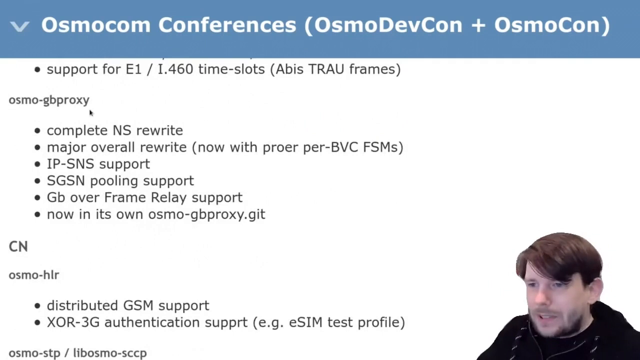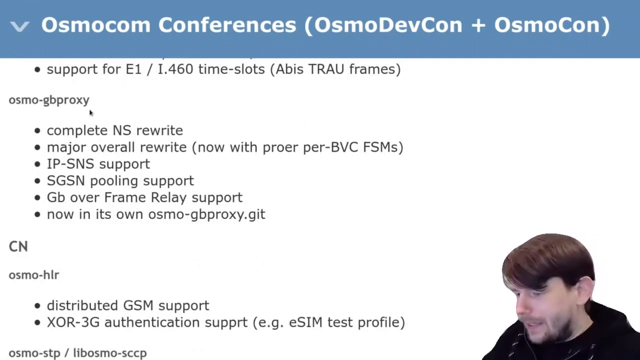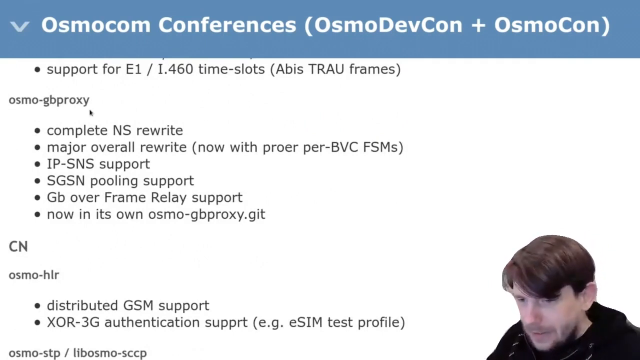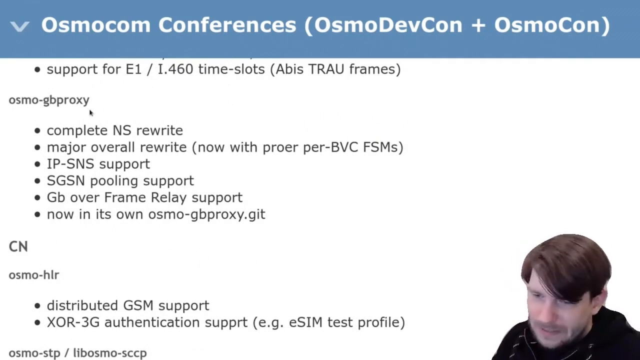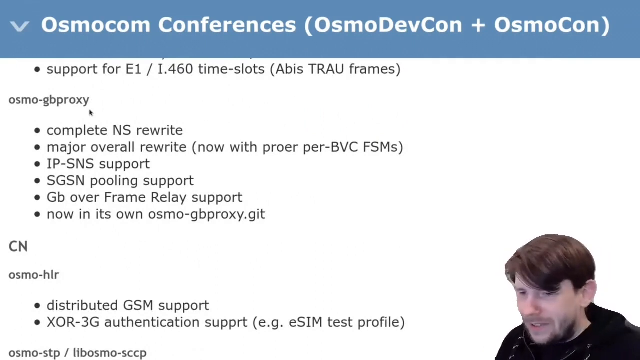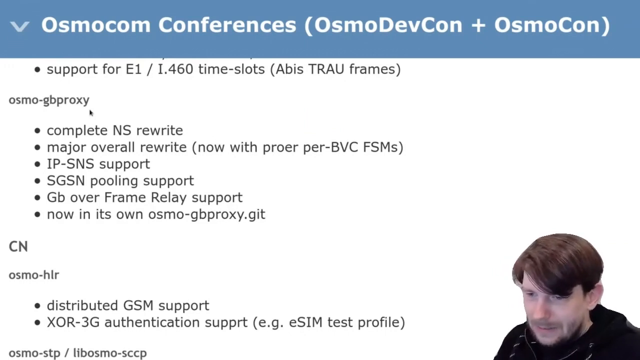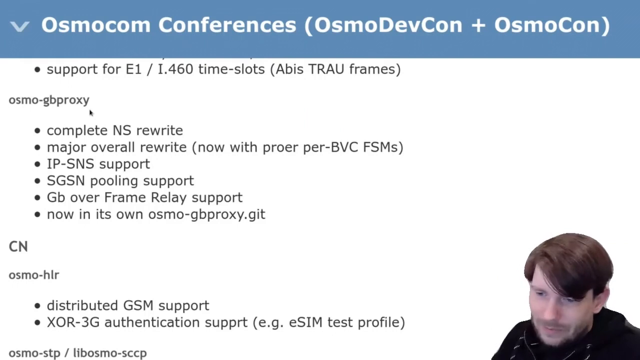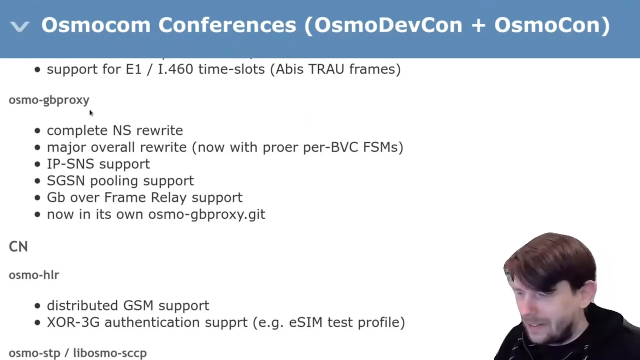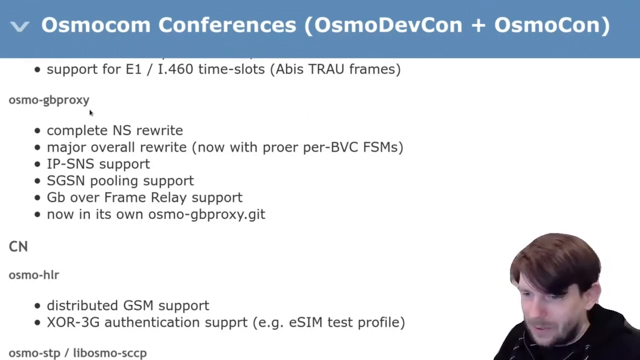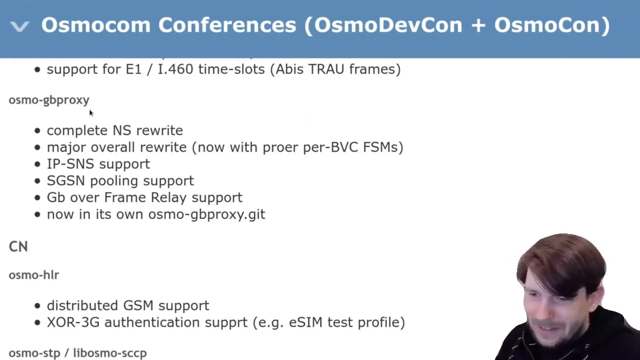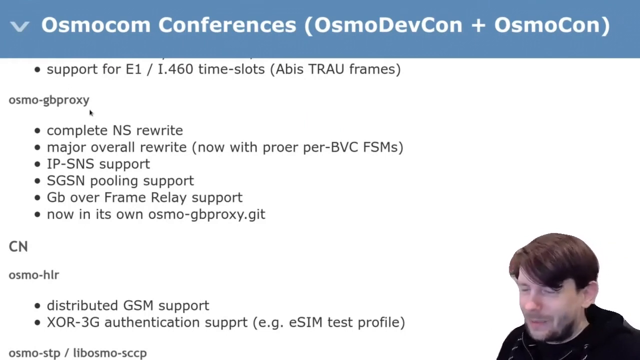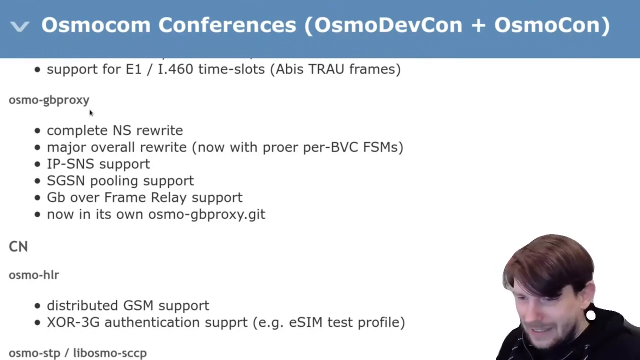Osmo GB Proxy, which is a custom network element that can be used to aggregate multiple GB interfaces, has received basically a complete re-implementation. I don't think there's so much that survived. First of all, the NS, that's the lower layer of the GB interface protocol implementation, was completely rewritten to support really everything that's in the spec. I literally think there's almost nothing that we don't support now that's specified, which is uncommon. Normally, we only implement the most important bits, and then we grow gradually.